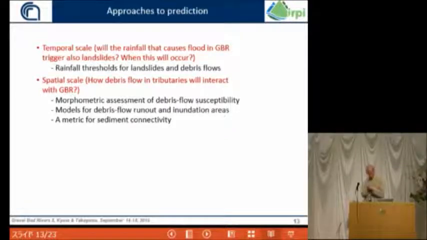The approaches to prediction, because I think I have some 10 minutes. Okay. Temporal scale. Will the rainfall that causes floods in gravel bed rivers also trigger landslides? And when will this occur? A typical question for people in an emergency room of a civil protection agency during a flood emergency in a mountainous area. Spatial scale: how will debris flows in tributaries interact with the gravel bed river? A typical question for people involved in watershed planning and in the design and implementation of torrent control works.